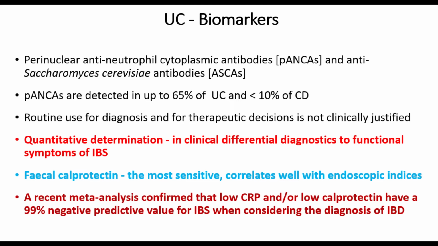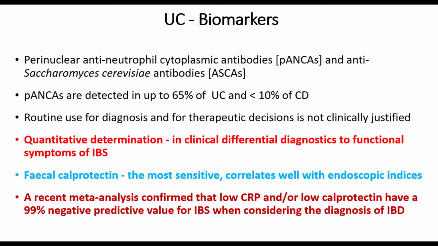This is an important statement, viewers: if we have a confusion between IBS and IBD, and the patient is having low CRP and low calprotectin, then we have to think in favor of IBS, and it is almost 99% predictive of IBS over IBD. So these parameters, CRP and calprotectin, will be raised in case of inflammation, but not in case of IBS.